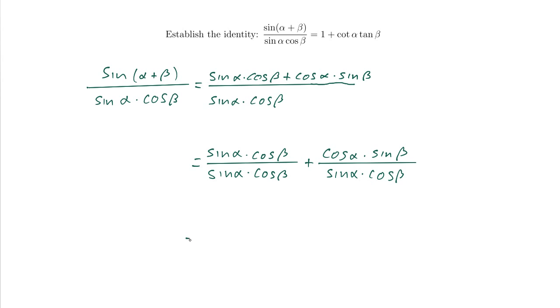And now actually I'm very close to being done. Sine alpha over sine alpha is 1. Cosine beta over cosine beta is 1. So this whole first fraction becomes just 1. It's something over itself. Plus cosine alpha over sine alpha. That is cotangent of alpha. Sine beta over cosine beta. That is tangent of beta. And 1 plus cotangent alpha, tangent beta, that's what I was looking for. So I started with one side, got to the other side, check mark.